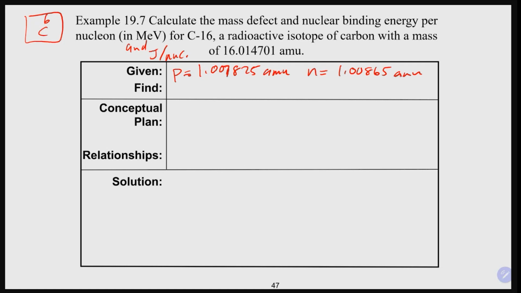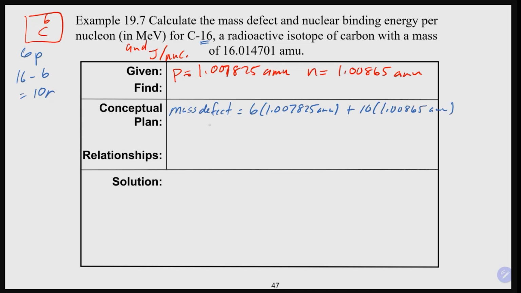So again, we're going to figure out protons and neutrons, as we need to figure out our mass defect. We have 6 protons here. Our mass number, which is 16, minus 6, which is our atomic number, gives us 10 neutrons. So we could calculate our mass defect by taking 6 times our proton mass plus 10 times our neutron mass, and we want to make sure we don't forget to subtract it from the actual mass of our isotope, which I forgot to do a second ago.